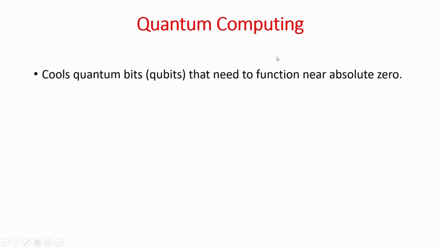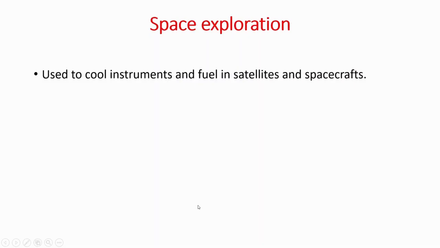Quantum computing, in quantum computing, so it cools down the qubits, okay, so that they can function near absolute zero. Why? Because if the temperature is very high, there will be no quantum entanglement. So quantum computing is another huge topic which can be discussed. So in future maybe I will discuss this topic separately, but for today, you understand that in quantum computing also liquid helium is used to maintain quantum entanglement.